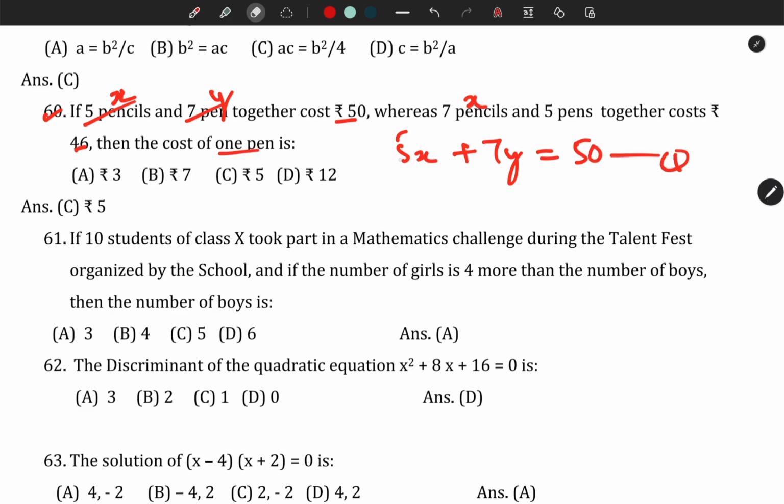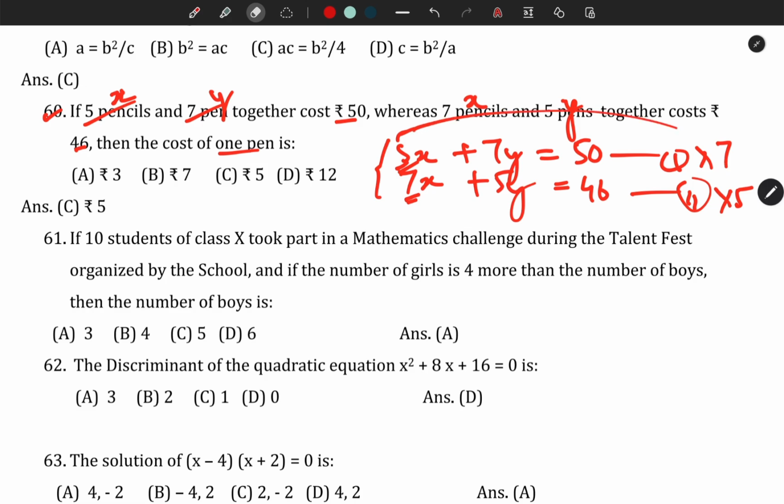Pencil we have taken x, second equation, so 7x. Pen we have taken y, so 5y equals 46, rupees 46, equation 2. Now in order to solve this, we'll try to make the coefficient of x the same, because we need to find the cost of 1 pen, so we'll try to find y. So we'll eliminate x here. The LCM of 5 and 7 is 35. So we're multiplying equation 1 by 7 and equation 2 by 5.